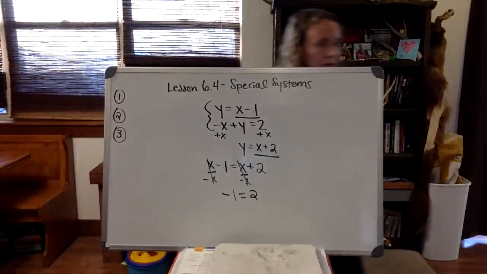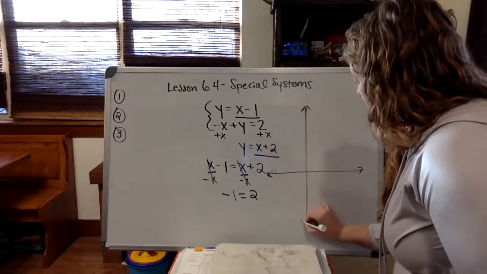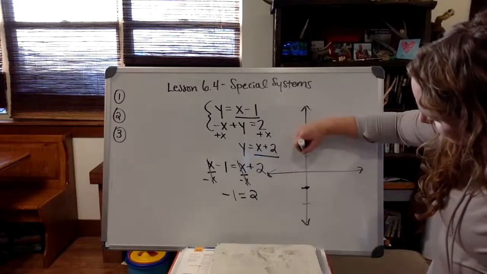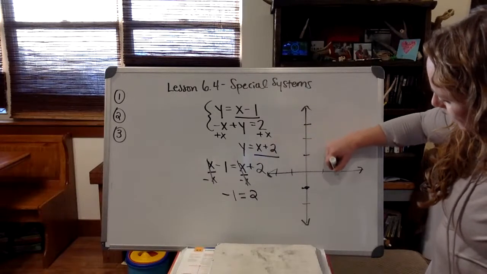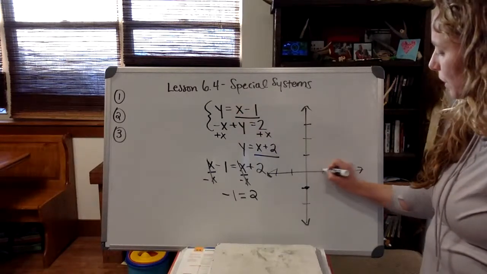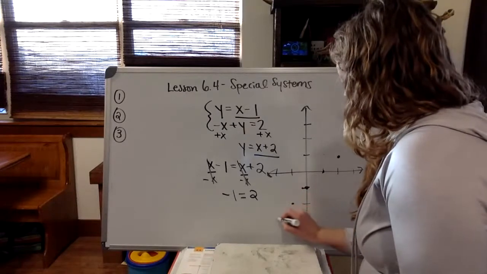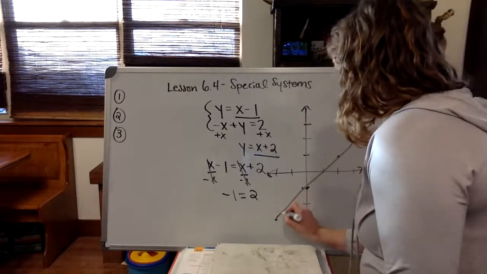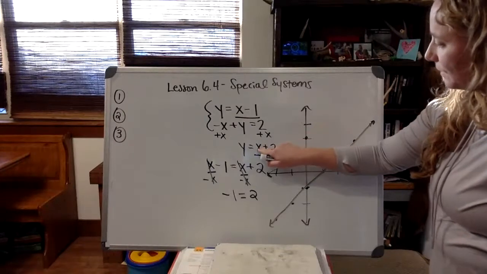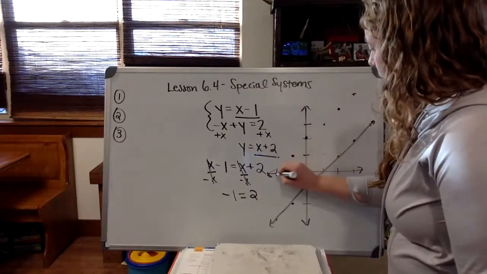Let's understand what the system truly looks like by graphing it. The first one, y equals x minus 1: I start at negative 1 with a slope of 1, so up 1 to the right 1, and down 1 to the left 1, and I can draw this line. The second one, y equals x plus 2: I start here with that same slope of 1, going up 1 to the right 1 and down 1 to the left 1.